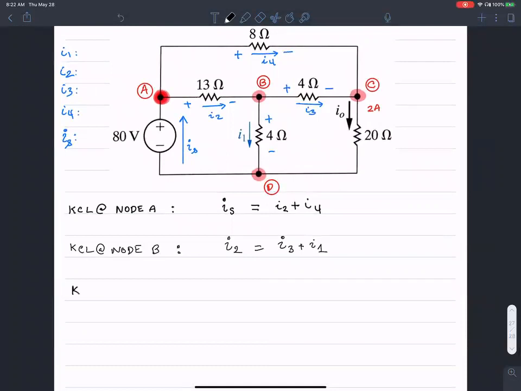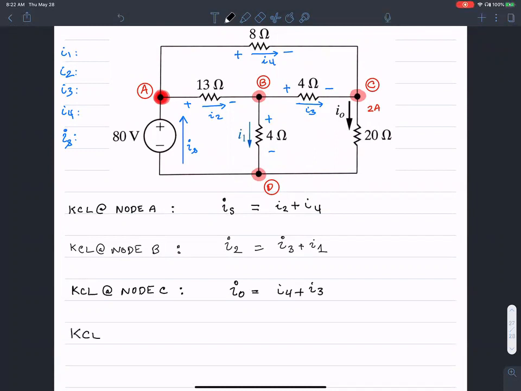KCL at node C. What would be the expression for KCL at node C? Would it be that I4 plus I3 is equal to the I naught? Correct. I naught is I4 plus I3.